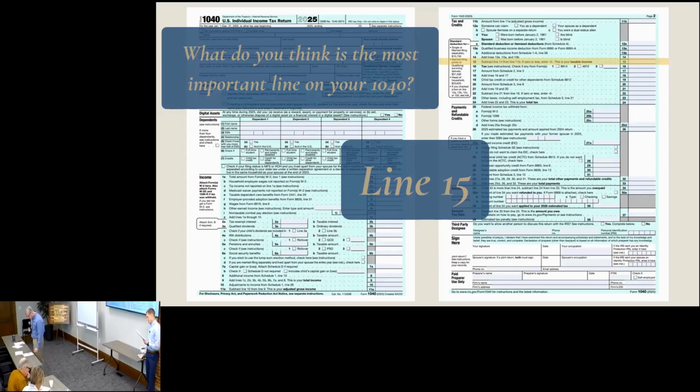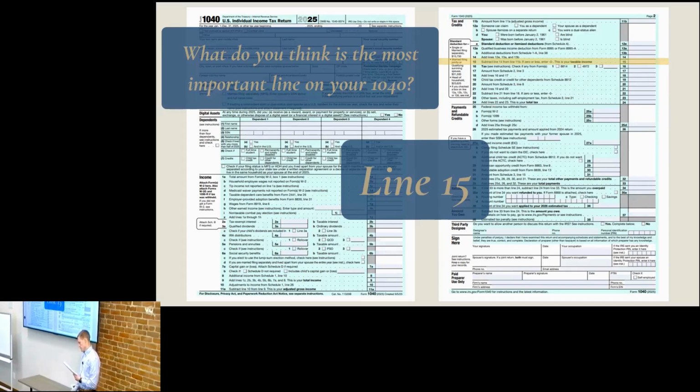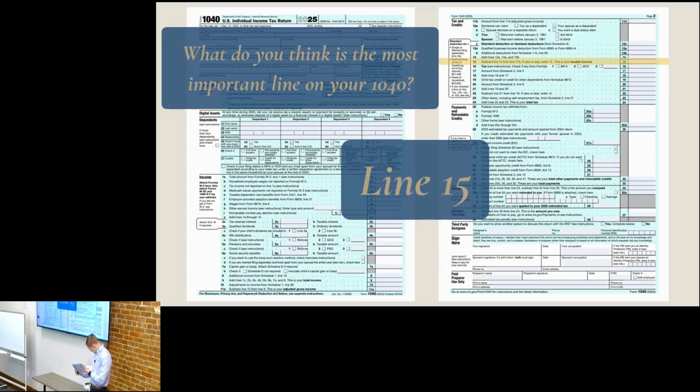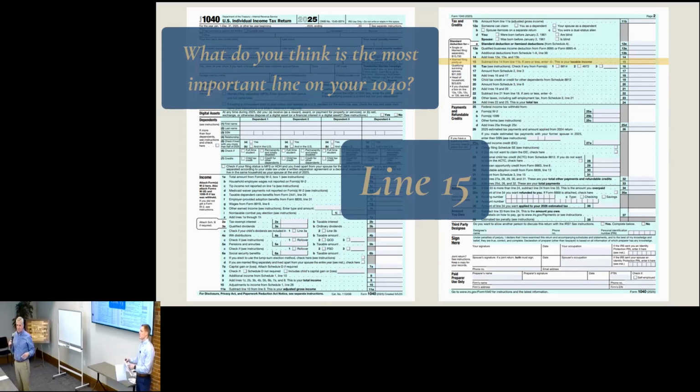So right here, after we get your adjusted gross income established, and by the way, your adjusted gross income is on 2 lines. It actually shows up on line 11A, and then we copy it over again on line 11B. Every deduction that you get, have you ever heard the term above the line and below the line deduction? If you've heard of the term, it's like, what line are we talking about? Line 11, with line 11A and 11B.